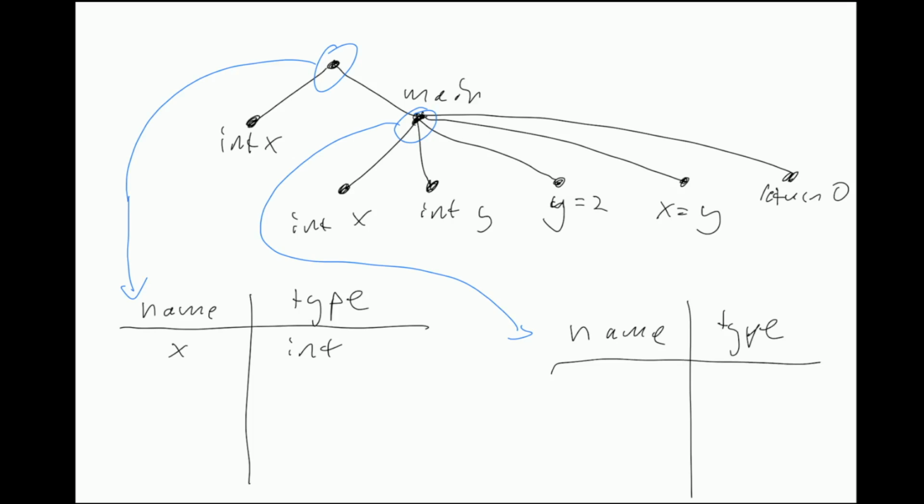So now, when we continue traversing our program and we see this declaration of x, we'll store it in the most local scope that we have available to us, which is the main scope. And same for int y.